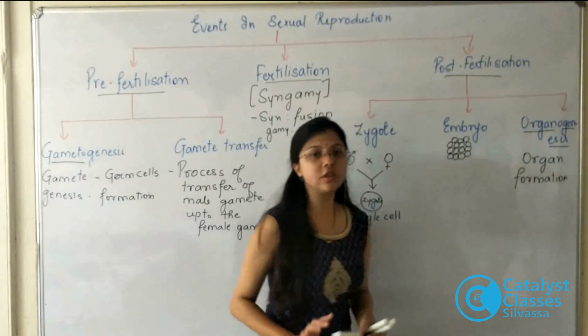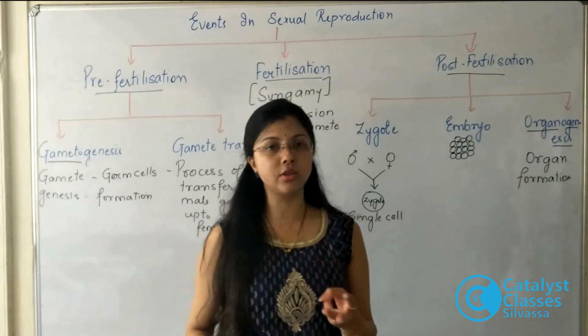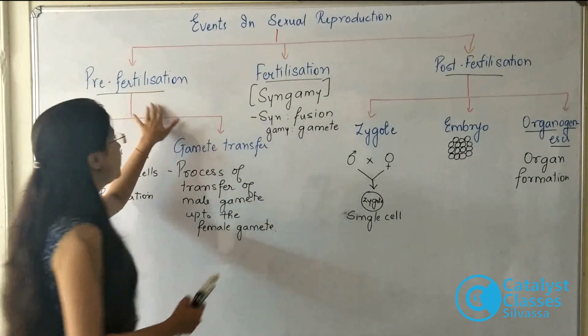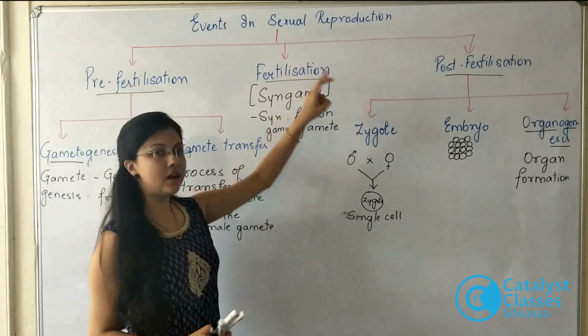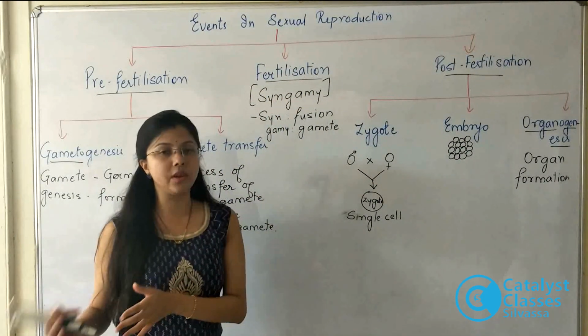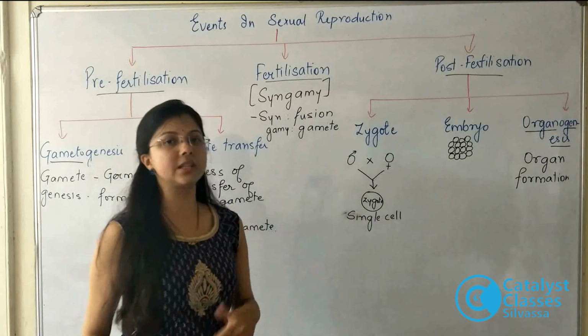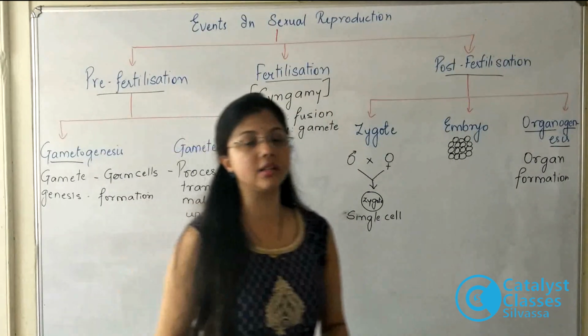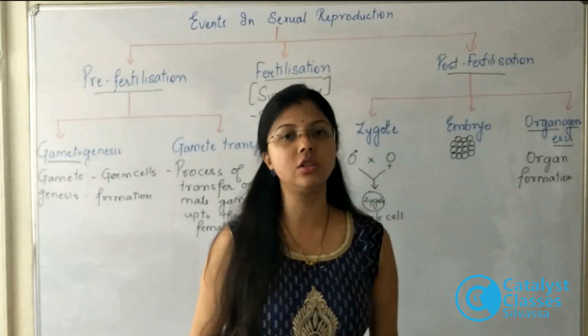So the event of sexual reproduction is divided into three events: pre-fertilization, fertilization and post-fertilization. The events taking place before the fertilization are called pre-fertilization, and the ones taking place after the fertilization will be called post-fertilization events.